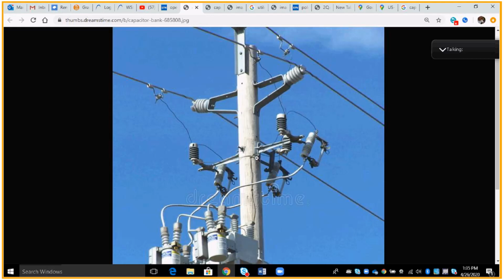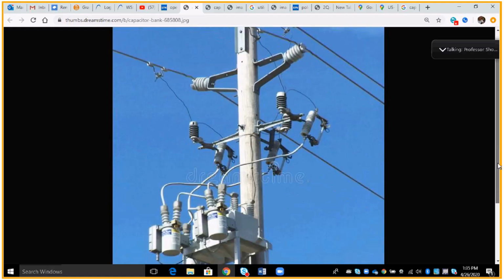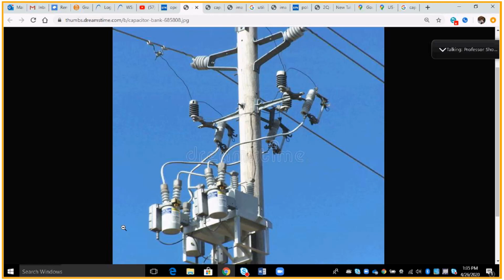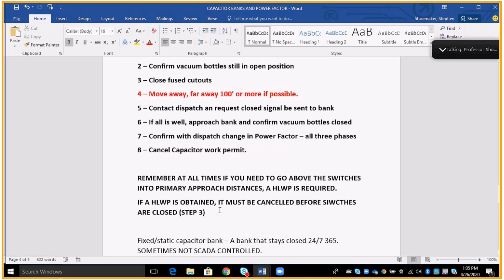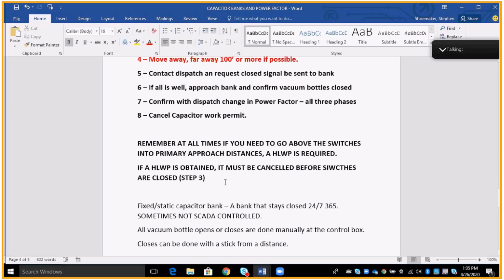If we close this fuse and we get a fault for any reason, or if they close the bank by SCADA, we want the fuse to blow. And we discussed before on our tap lines and transformers, we use a KS fuse. Capacitor banks typically use a very fast fuse inside of them to blow so the breaker won't operate. So if you obtained a hotline work permit, cancel it before you re-energize the switches or the bank. How do you like that dyslexia right there?